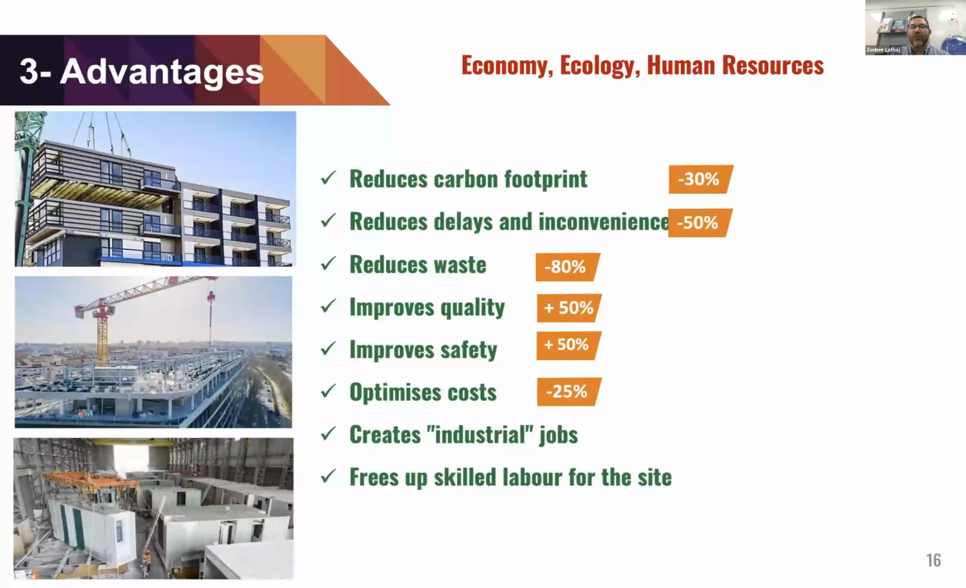The advantages: economy, ecology, human resources. It seems that modular construction reduces carbon footprint by minus 30%. Less transportation. Reduces delay and inconvenience. Reduces waste. We know the materials that we use. We make recycling materials very easy, and this is really important. We control that, minus 80%. Improving quality, because we are in an industrial process with many quality controls. Improving safety, plus 50%, because safety is in the mind of industry rather than in construction. Optimize costs, we master the flow in, the flow out. It creates industrial jobs and frees up skilled labor on the site.